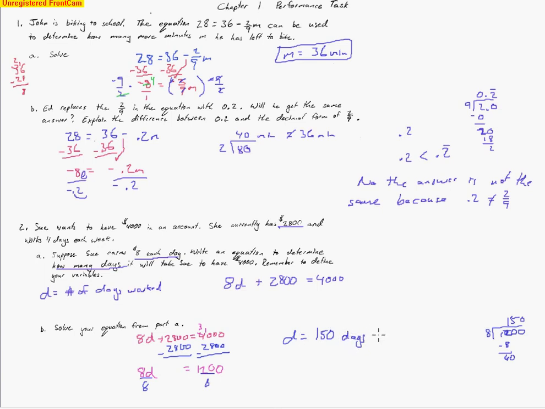150 days Sue needs to work to earn the money, or to have $4,000, we'll say. That way, because she's going to end up earning less than that $4,000, but she already had some money, that's why. We'll keep it at that.